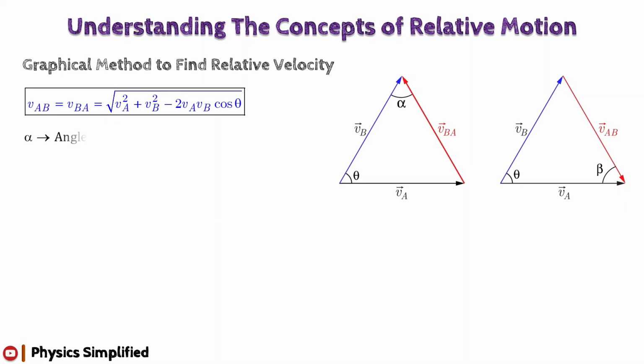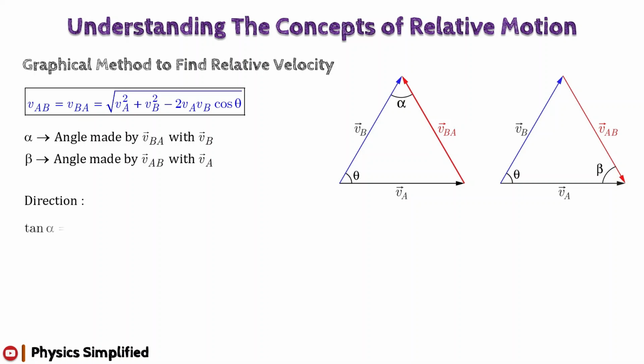If we consider alpha as the angle made by vector v_BA with the positive vector v_B and beta as the angle made by vector v_AB with the positive vector v_A, then the directions of vector v_BA and that of vector v_AB are given by these two equations.